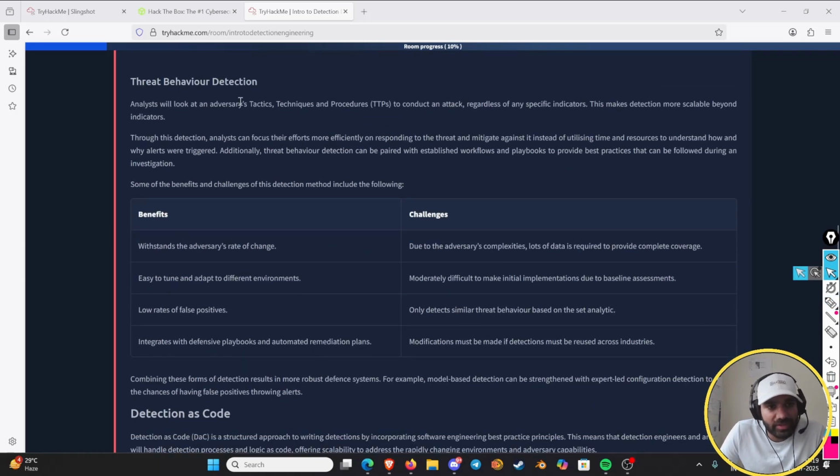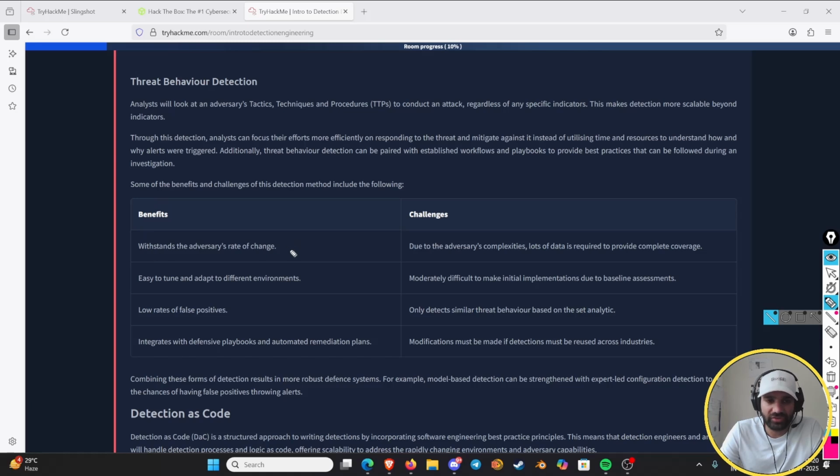Then we have threat behavior detection. Analysts will look at an adversary's TTPs, that is tactics, techniques, and procedures, to conduct an attack regardless of any specific indicator. This makes detection more scalable beyond indicators. Through this detection, analysts can focus their effort more efficiently on responding to the threat and mitigating against it instead of utilizing time and resources to understand how and why alerts were triggered. Additionally, threat behavior detection can be paired with established workflows and playbooks to provide best practices that can be followed during an investigation.